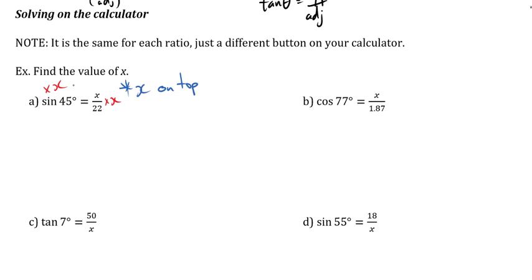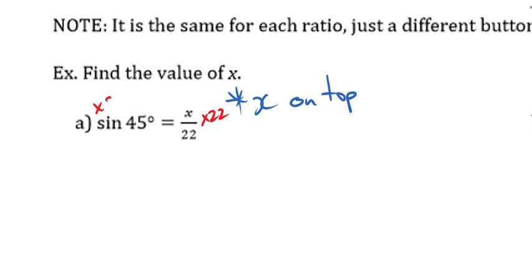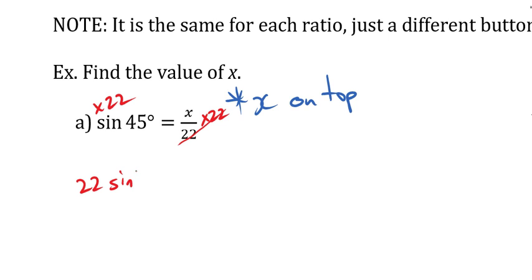Does that make sense? Oh, sorry, not times X. I was thinking about something else. Times 22. I hope you picked up on that was wrong. I'm moving the 22. I'm leaving the X alone, so I want to multiply by 22. That gets rid of this, and this ends up being 22 sine 45 equals X.